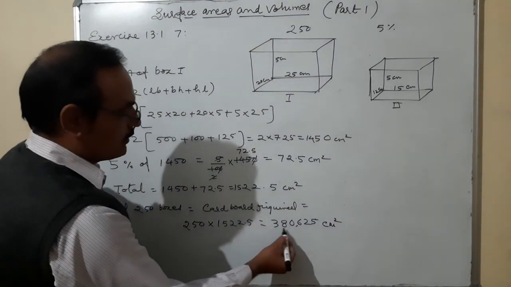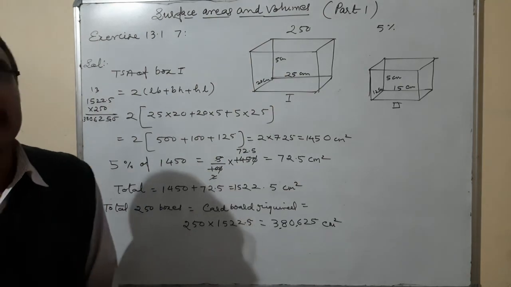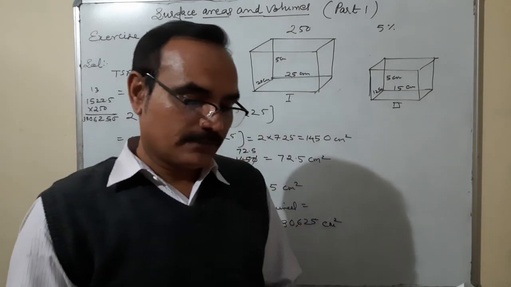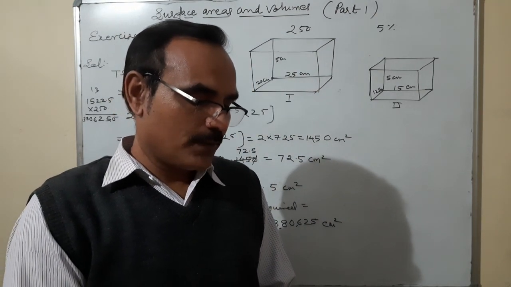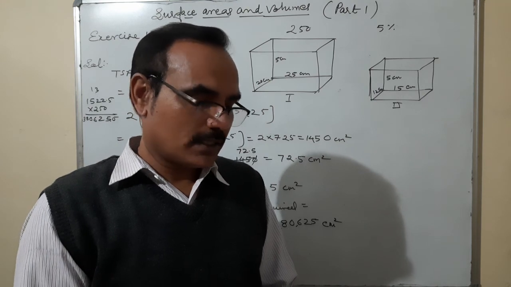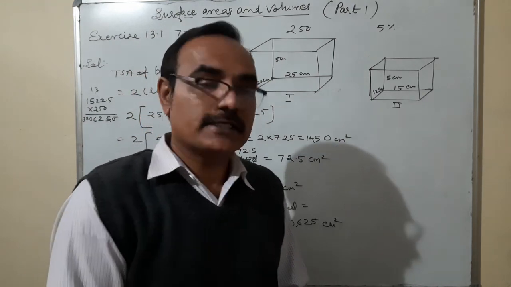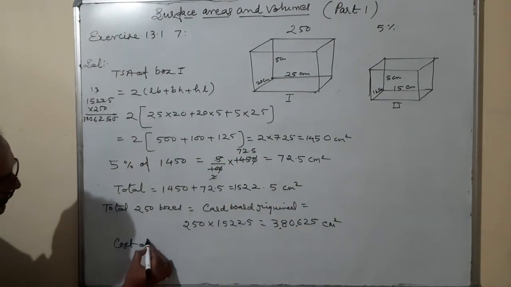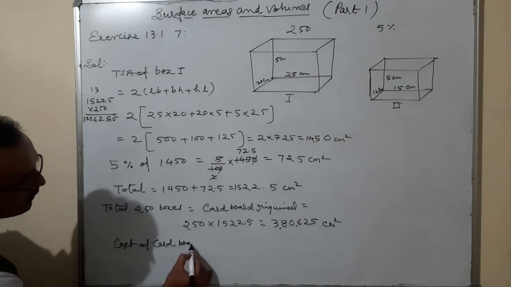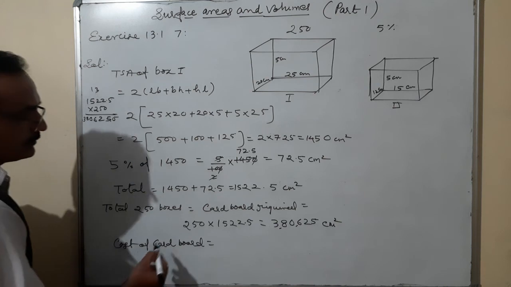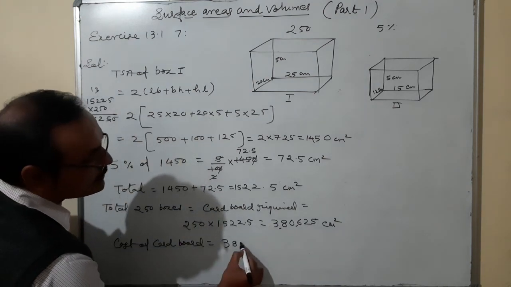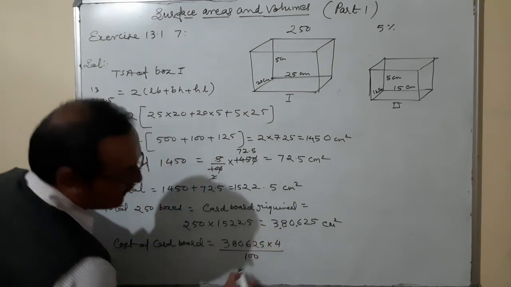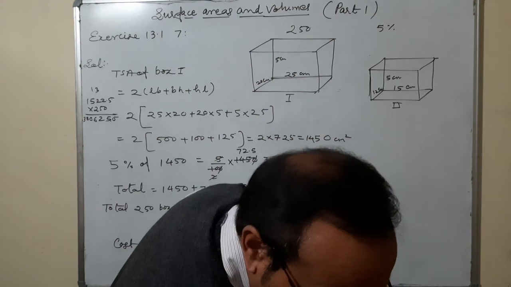That means it is coming 3,80,625 centimeter square. Okay. And the cost. In cost they are asking for rupees 4 for each 1000. If the cost of the cardboard is rupees 4 for 1000 centimeter square. Okay. So the cost of cardboard is equal to 380625 multiplied by 4 upon 1000. Because it is given that rupees 4 for 1000.